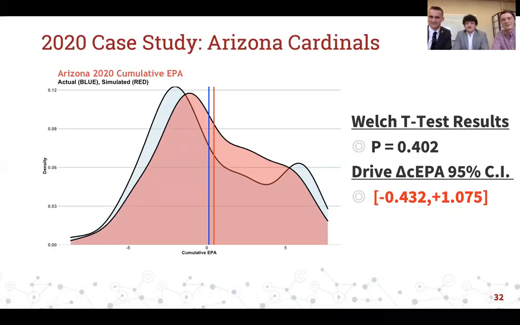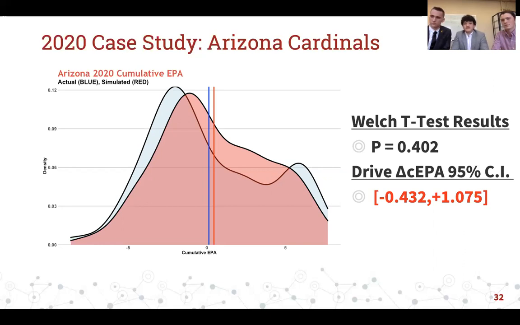So here you see the results of our simulated Cardinals drives. In blue is the actual Cardinals 2020 season cumulative drive EPA. In red is our simulation of it. So you see a little bit less of a difference compared to the Browns. Maybe this is to be expected. The Browns have a more efficient passing offense. They're able to gain more from passing it more.